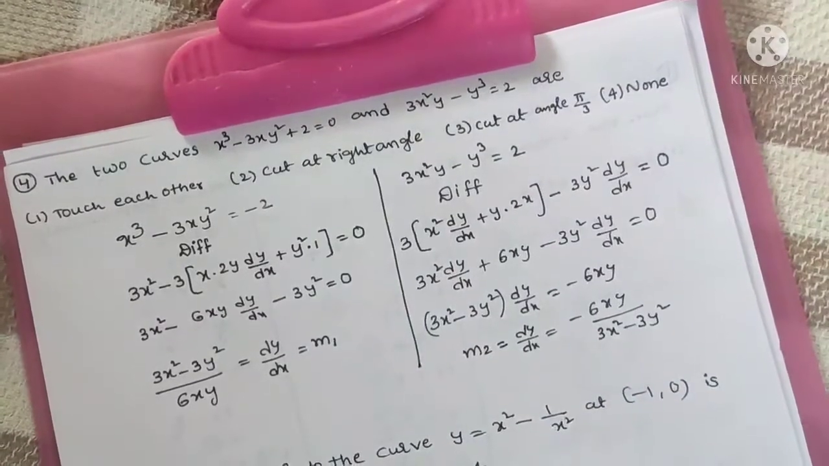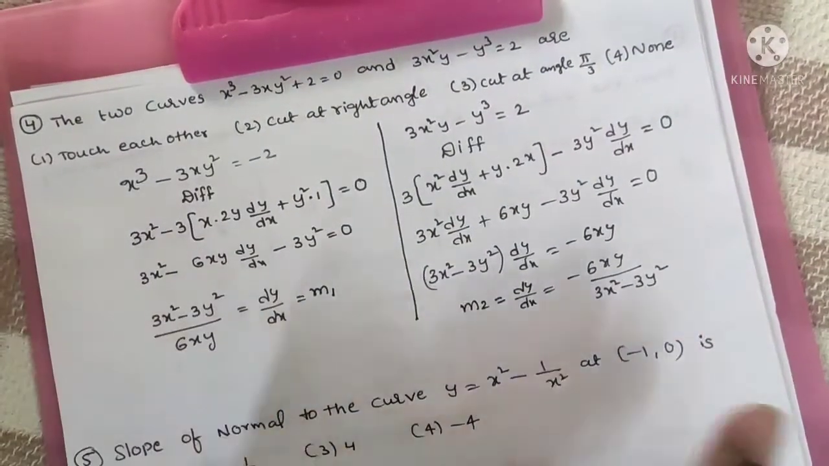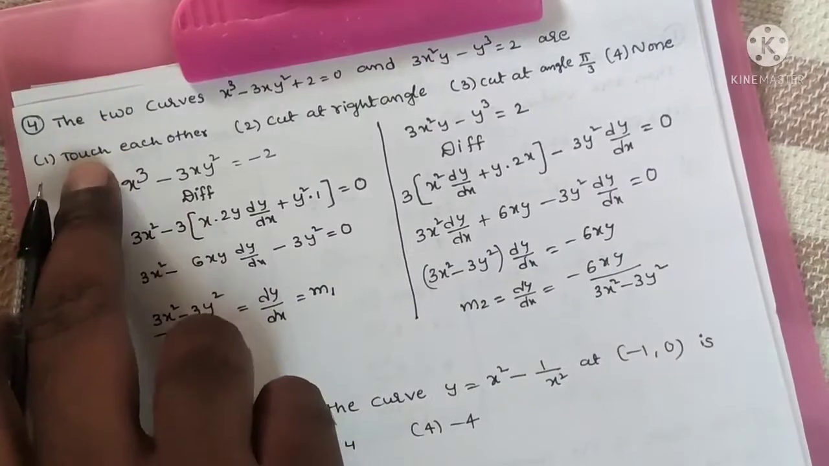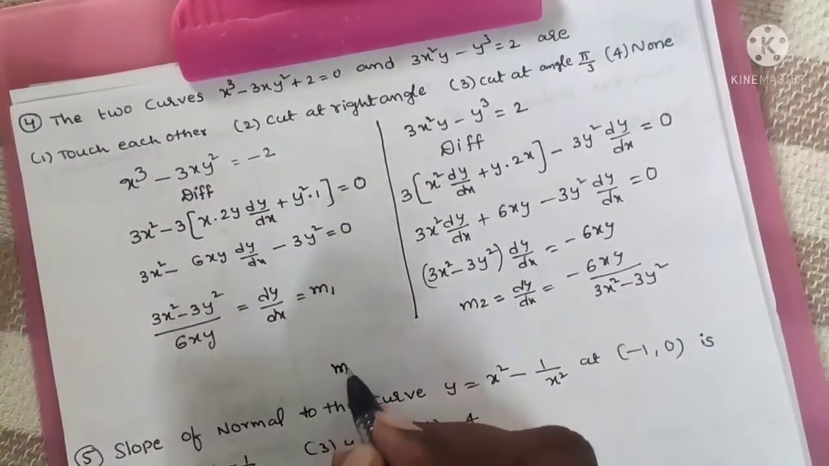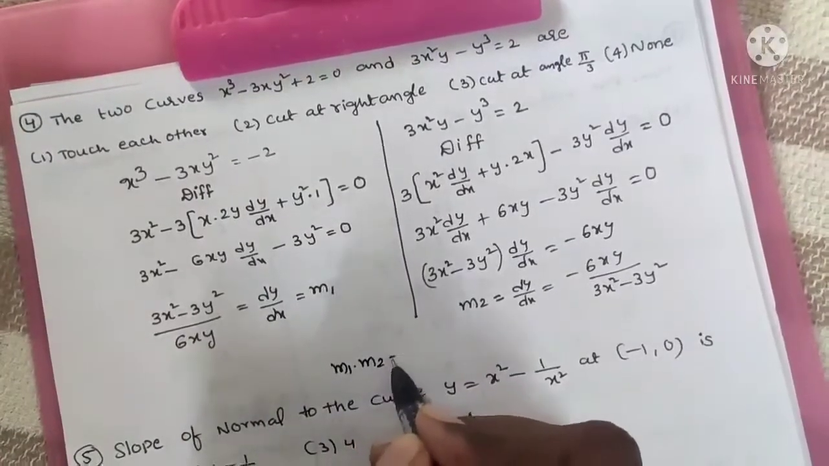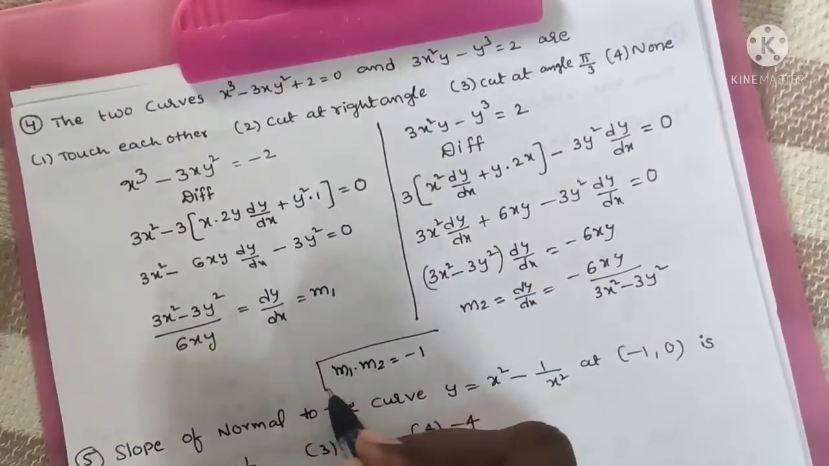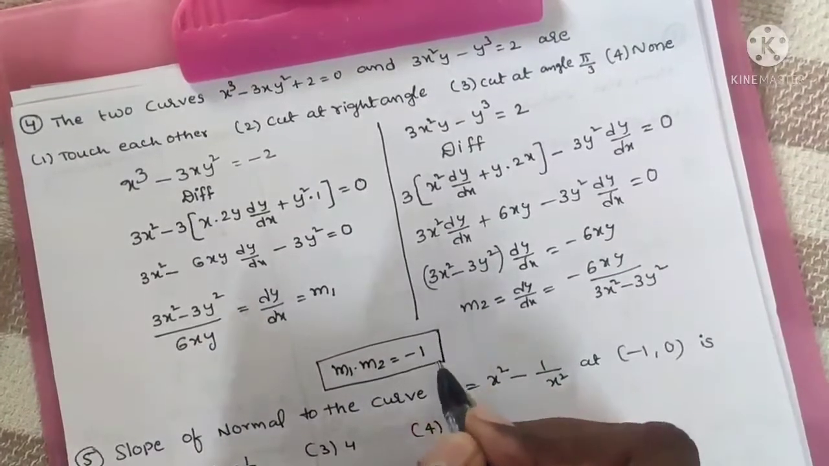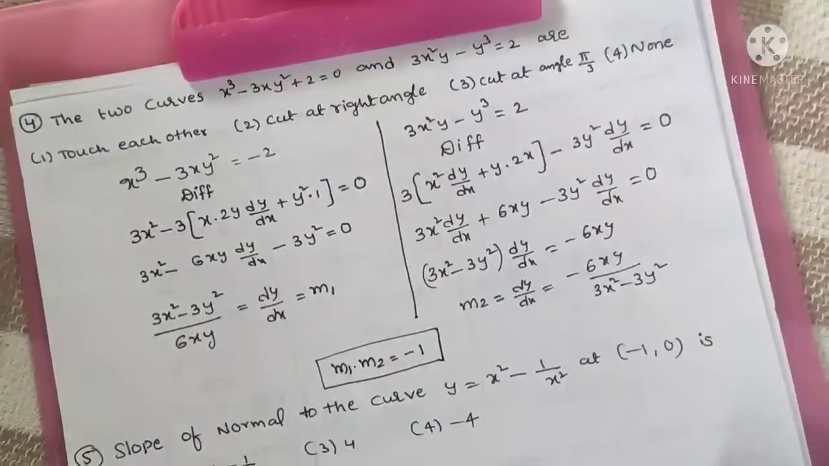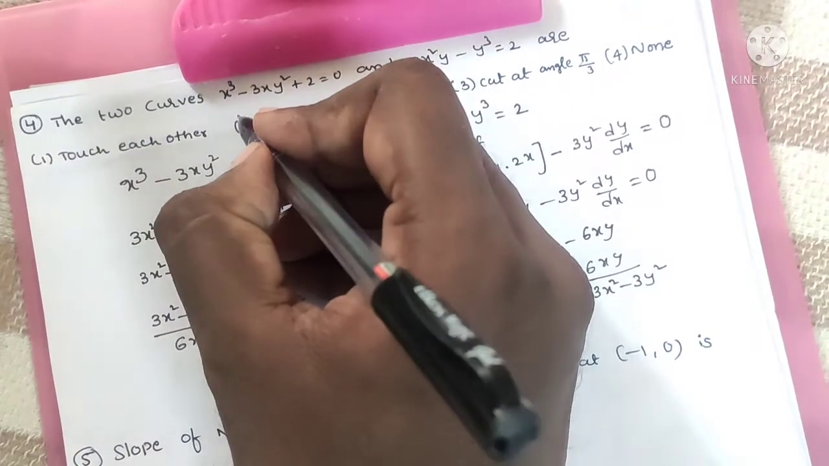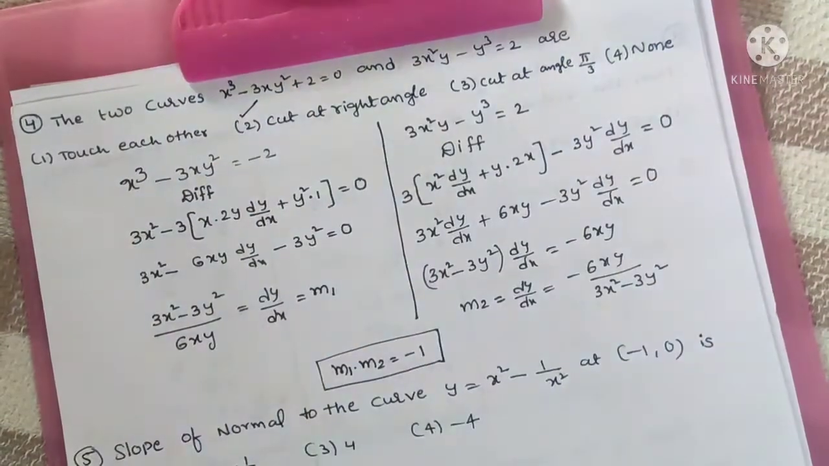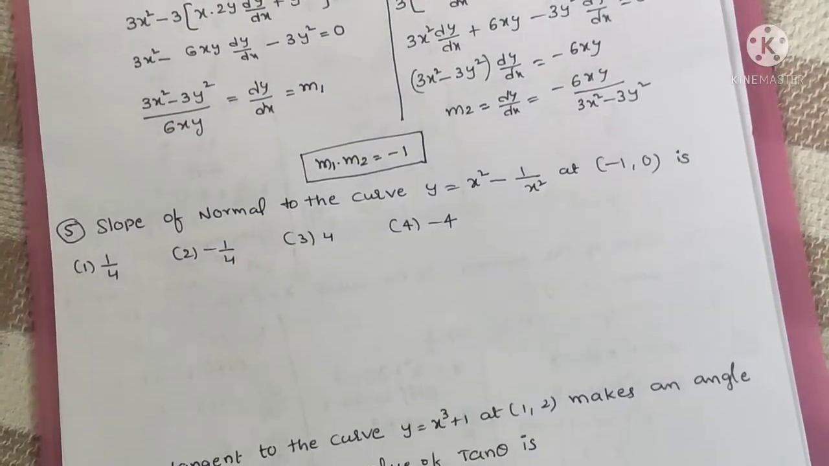You observe these two, m1 and m2 both are not equal. If both are equal, we can say the curves touch each other. But if you multiply m1 into m2, all values get cancelled. You get the condition minus 1. The product of slopes is equal to minus 1. Then we can say the curves are orthogonal. Orthogonal is nothing but they cut at a right angle, then we can say option 2 is the correct answer for this question number 4.